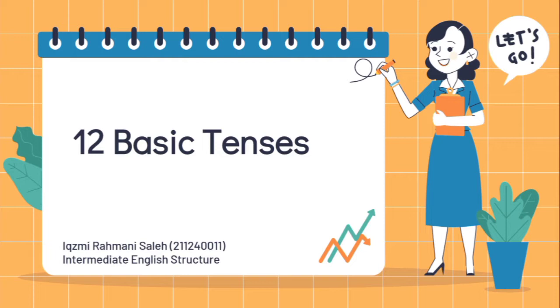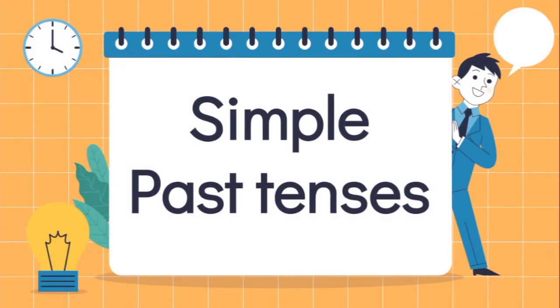Each sentence consists of positive, negative, and interrogative sentences. Alright, let's get started. Simple past tense.